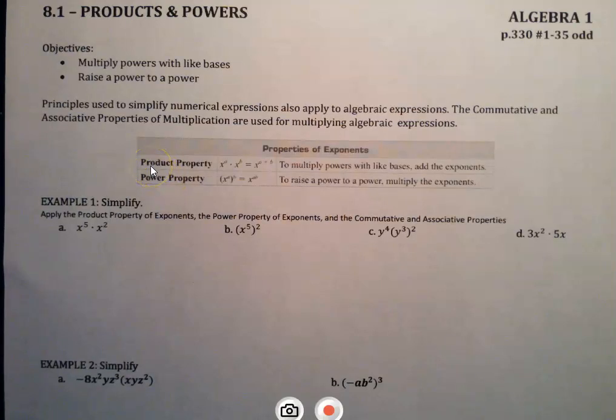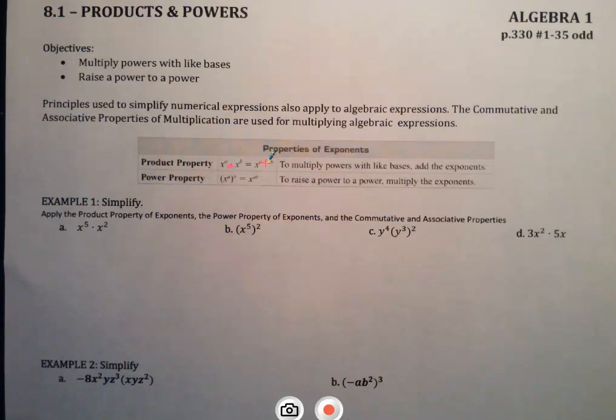The product property is when we are multiplying two things. They have the like terms. They both have an x as a base. What does it say that we're going to do with those exponents? Add them. Okay? So when we're multiplying them, we add the exponents.